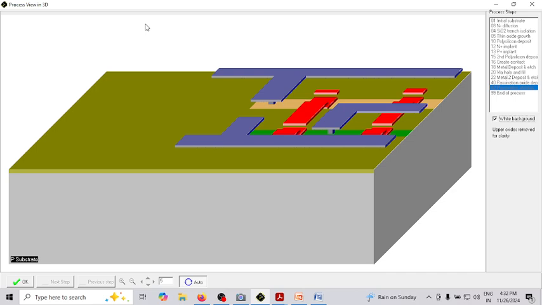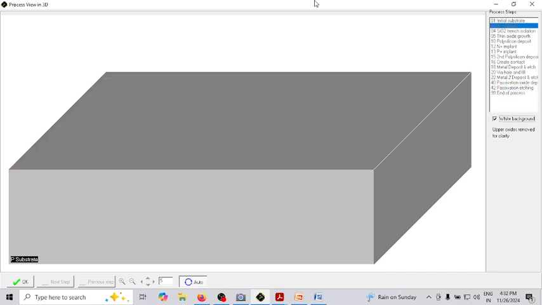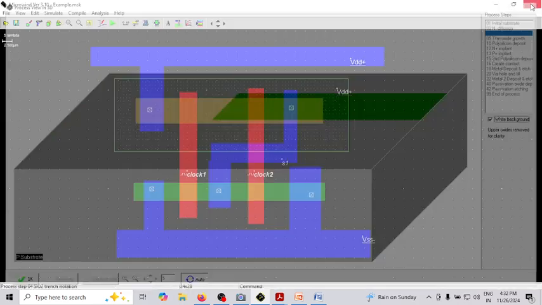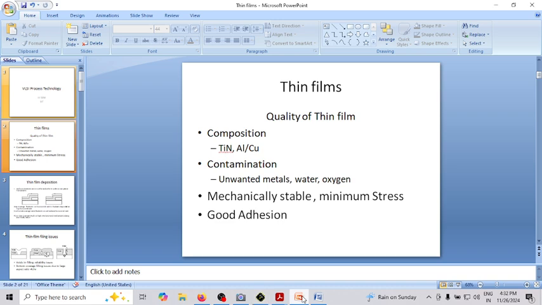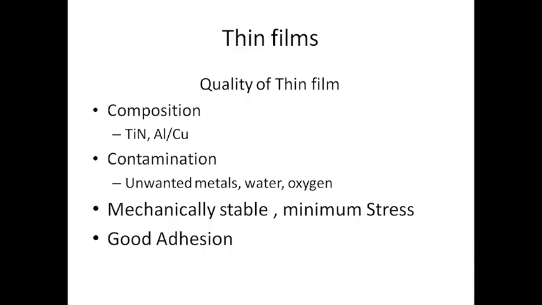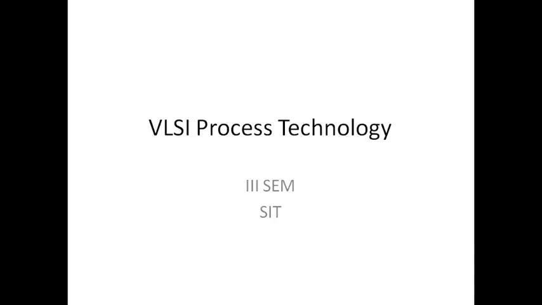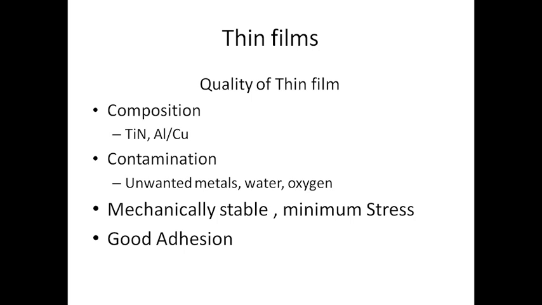using different masks. So now after this, let us actually go into the PPT and try to find out how the thin films are formed. Now this is our VLSI process technology, and we are talking about the thin films.